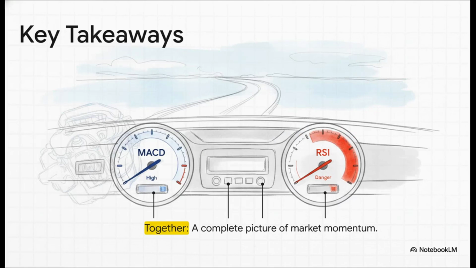Think of it like you're driving a race car. The MACD is the engine. It's telling you about the raw power and strength of the trend. The RSI, that's your tachometer. It's warning you if you're redlining that engine and are about to burn out. To drive well, you need to be watching both.